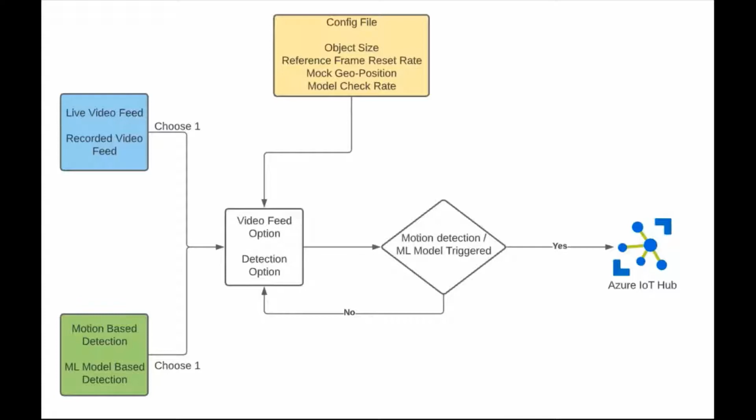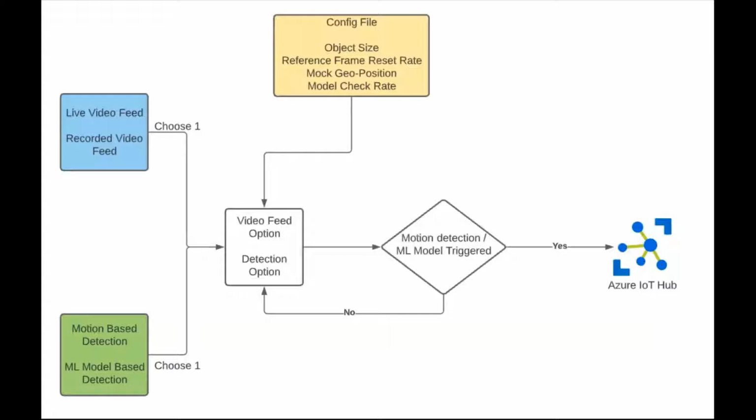The simulator allows users to quickly set up and test how a camera trap would integrate and work within their solution. To explain further how the simulator works, I'll be using this diagram. On the left we have two boxes, one green and one blue. Each box contains two options, one of which must be chosen.